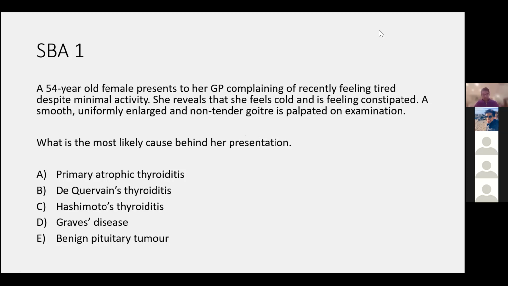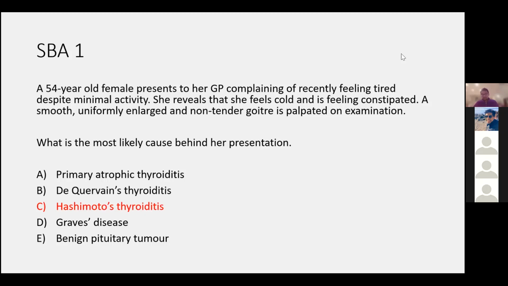So based on the features presented here, the most likely diagnosis is Hashimoto's. The reason for this is that this patient has hypothyroid features. So she's feeling cold, constipated, and fatigued. That rules out Graves' disease as a cause. The fact that she has a goiter implies that it's primarily a thyroid issue rather than a pituitary issue, making benign pituitary tumor unlikely. And that leaves us then with the remaining three.